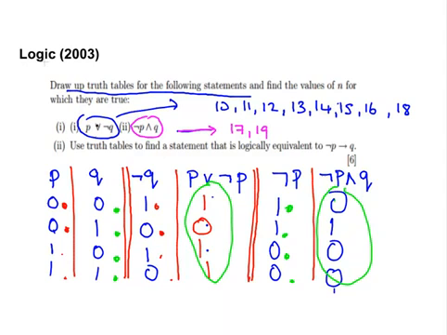Use the truth tables to find a statement that is logically equivalent. So I tell you what, we're going to save that for another presentation. The truth tables with membership tables, that's the one we've just done there. So that was long enough.